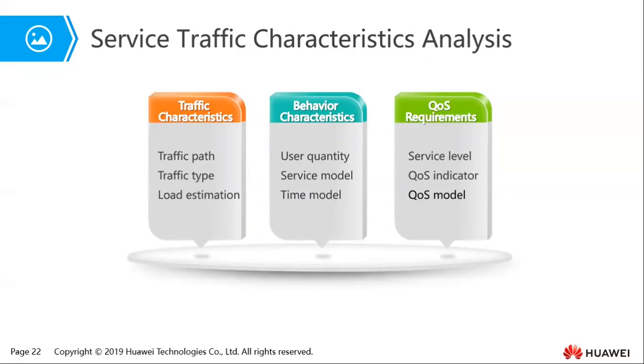Now, the other aspect is service traffic characteristic analysis. Normally here, we aim to understand the service traffic that needs to be transmitted in our network. Some of the aspects that we look at are the traffic characteristics, for example, the traffic path, the traffic type, and the load estimation.